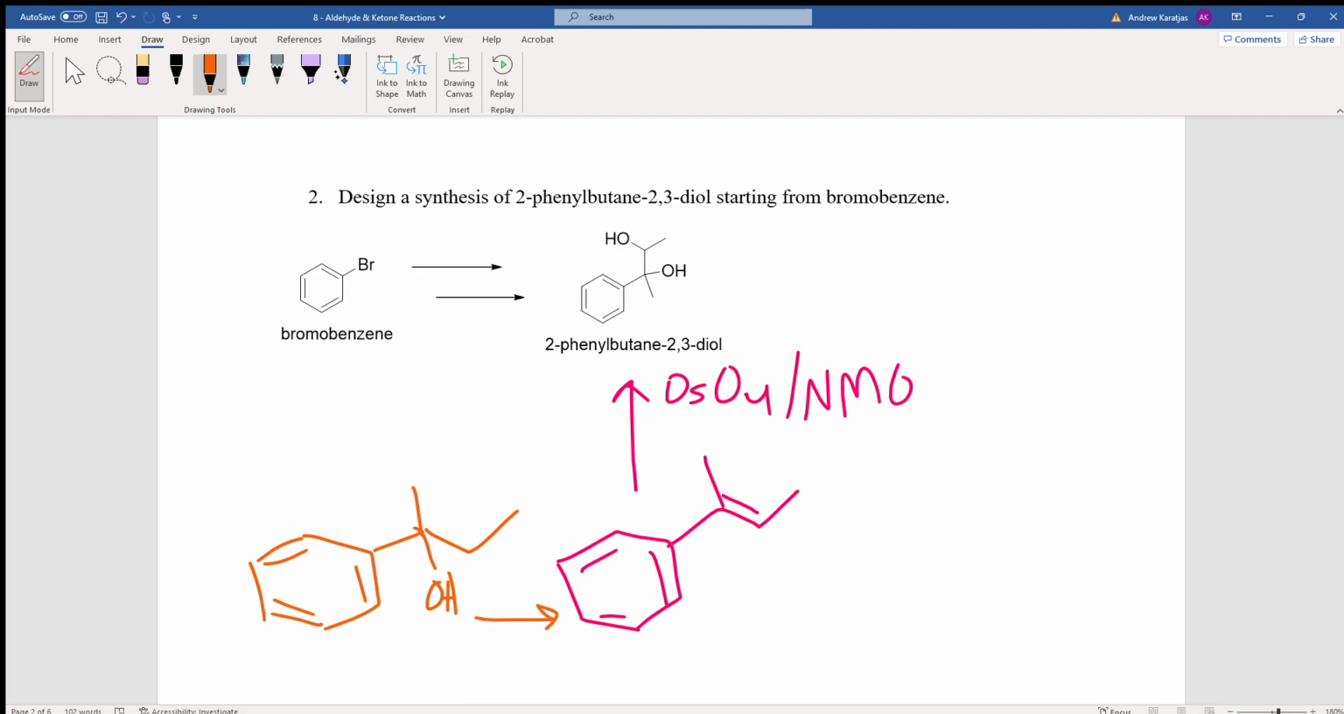And then under acidic conditions, we're not going to need harsh conditions here. This alcohol is tertiary. It's also adjacent to an aromatic ring. It's going to fall apart on an E1 very easily. That gives us our alkene.